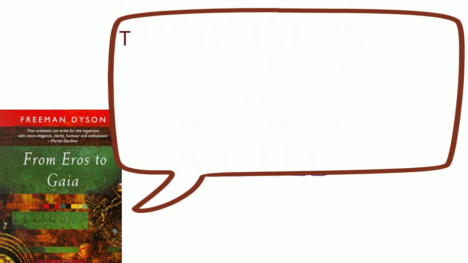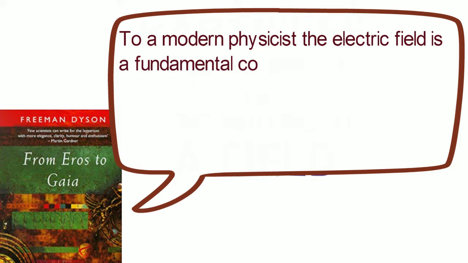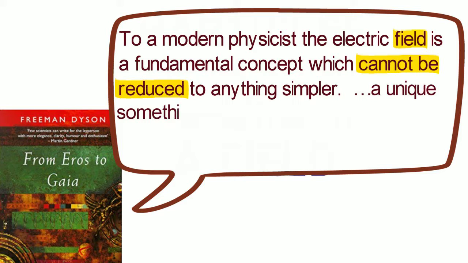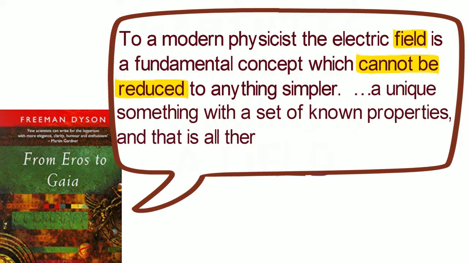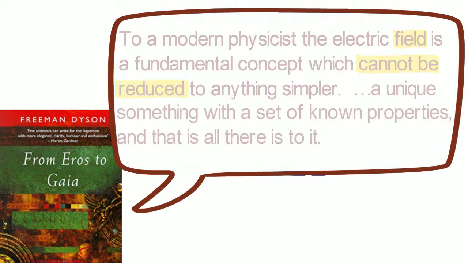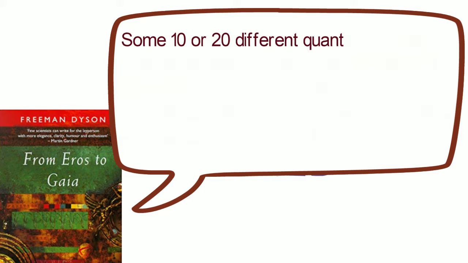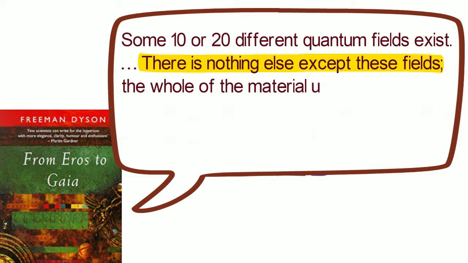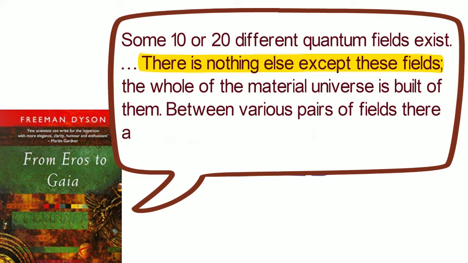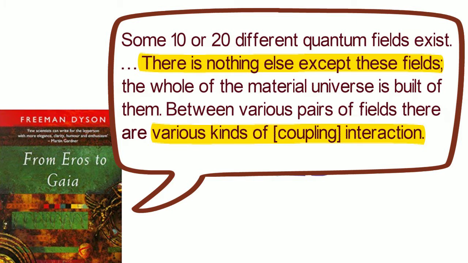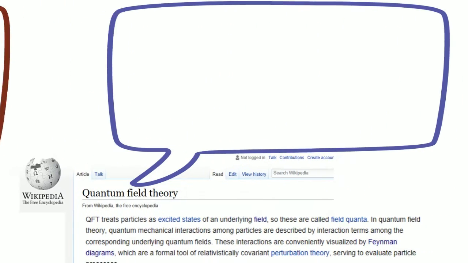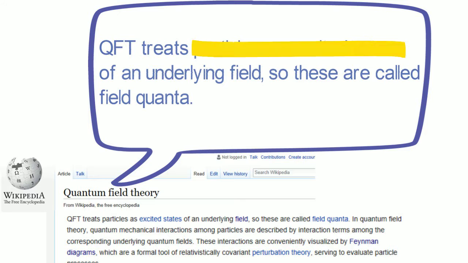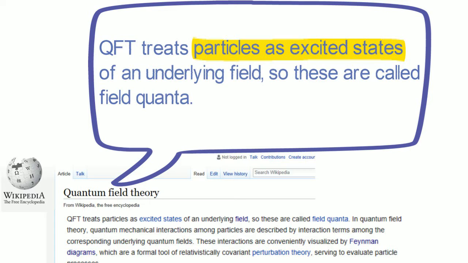Dyson notes, to a modern physicist, the electric field is a fundamental concept which cannot be reduced to anything simpler. A unique something with a set of known properties, and that is all there is to it. Some 10 or 20 different quantum fields exist. There is nothing else except these fields. The whole of the material universe is built of them. Between various pairs of fields, there are various kinds of coupling interaction. Quantum field theory treats particles as excited states of an underlying field, so these are called field quanta.